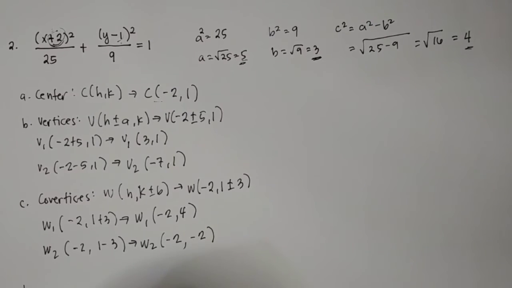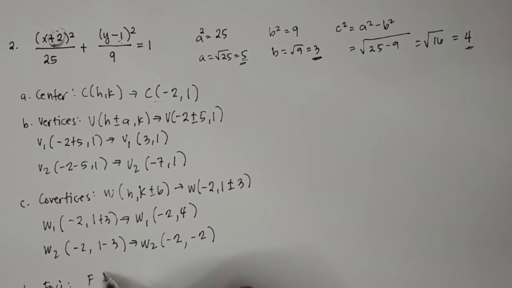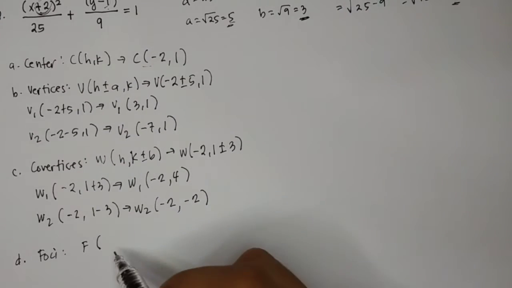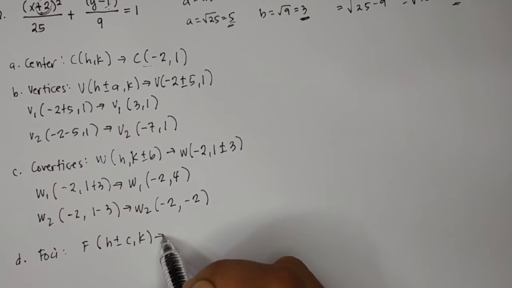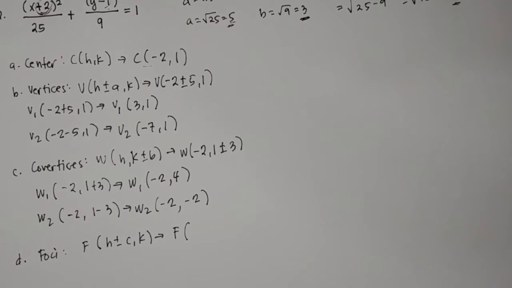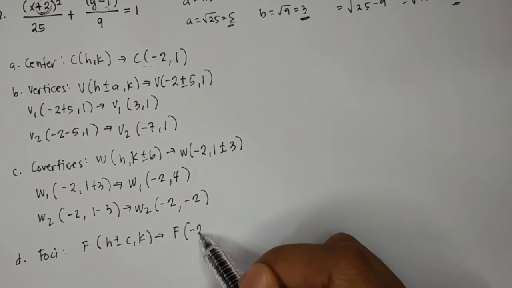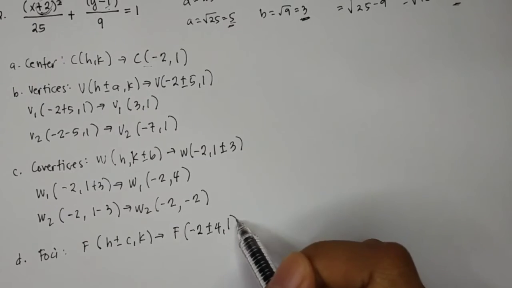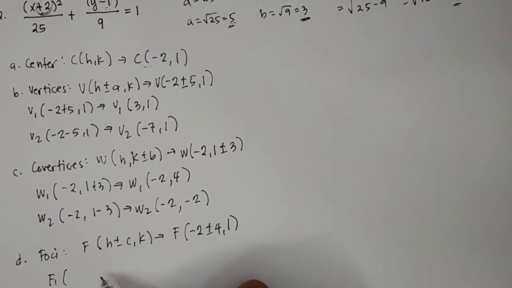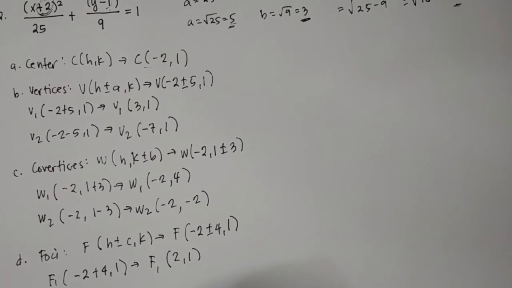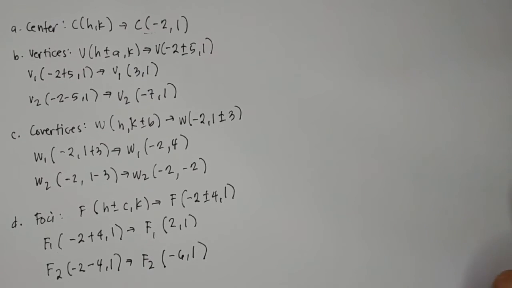Okay? Then, lastly, we have our foci. So, our foci that is F, we have H plus minus C, comma, K. So, copy natin again yung H and K. Then, let's substitute our C. So, ano yung H natin? We have negative 2. Yung C natin that is plus minus 4, comma, K natin na 1. So, our F1, we have negative 2 plus 4, comma, 1. That is equal to, F1 is negative 2 plus 4, that is positive 2, comma, 1. And our F2, we have negative 2 minus 4, comma, 1. So, our F2 now, we have negative 2 minus 4, that is negative 6, comma, 1.